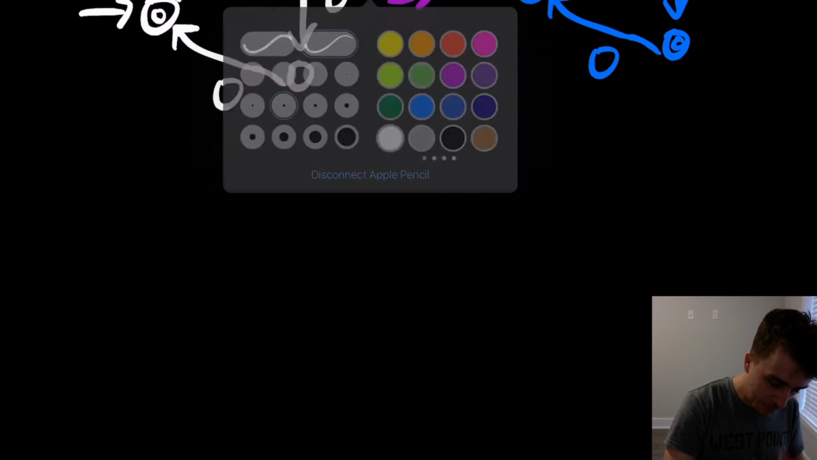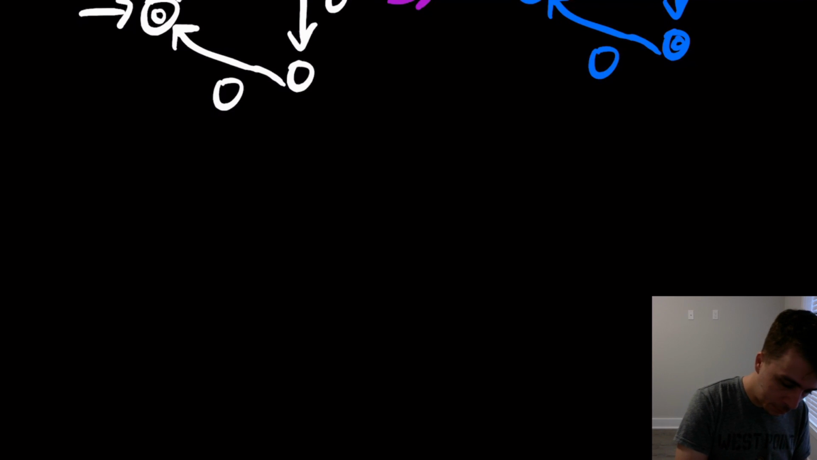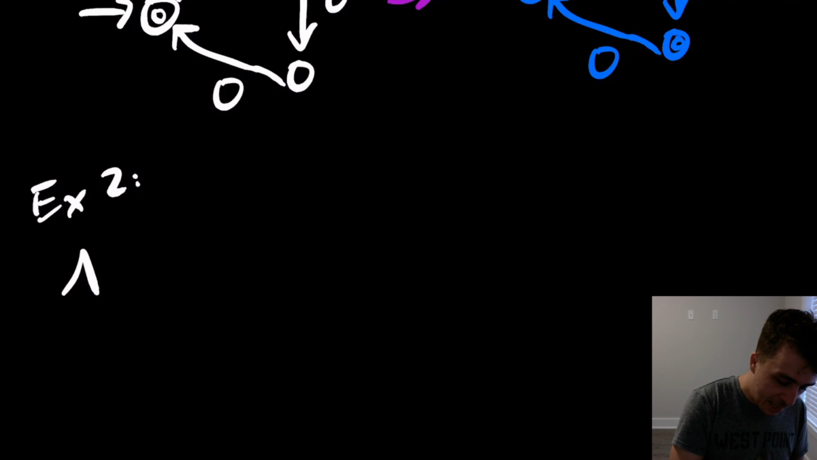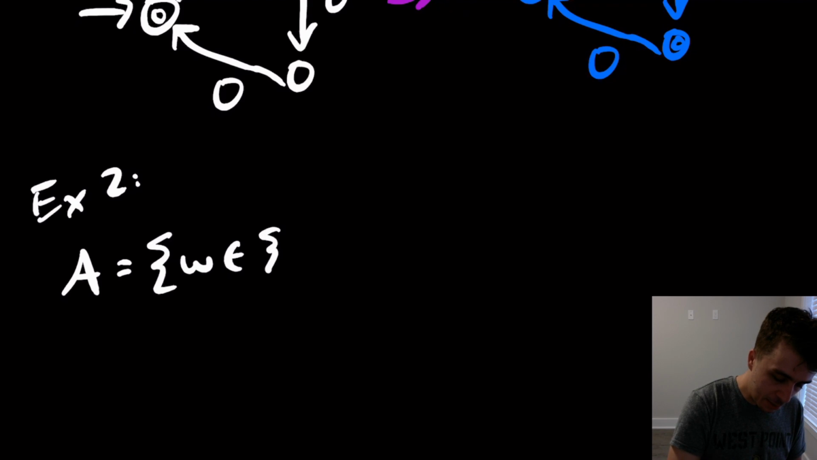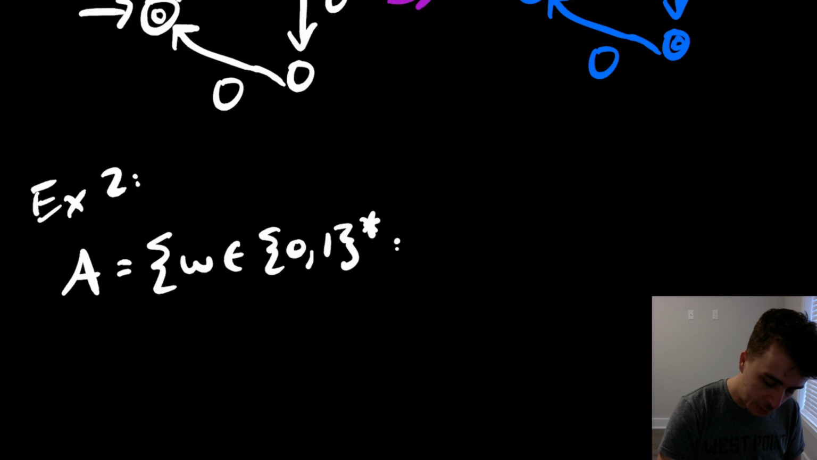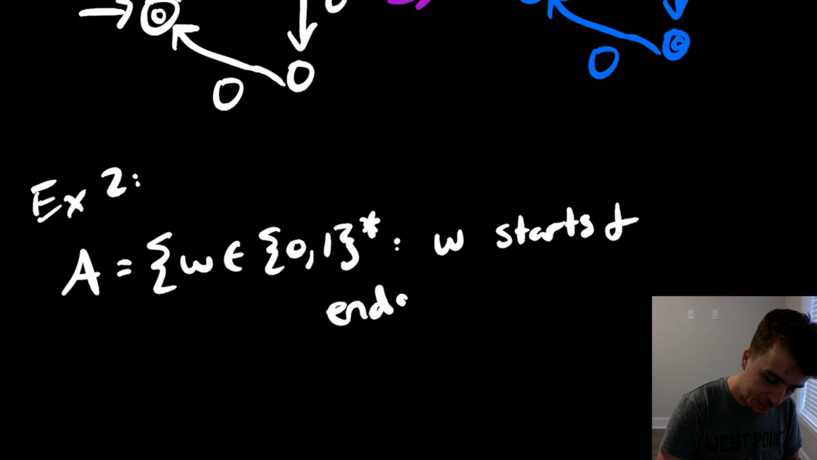So maybe a little bit more complicated. So here is example 2. Let's let A be the strings W in {0, 1}*, such that W starts and ends with the same character.